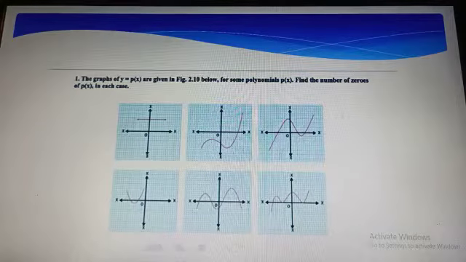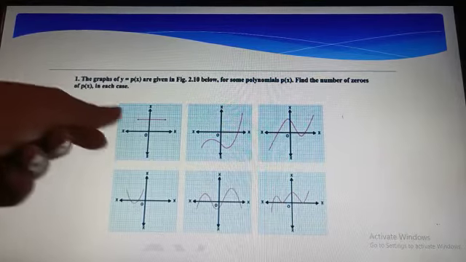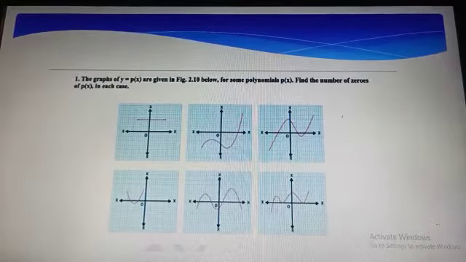The first question: the graphs of y equal to p of x are given in figure 2.10 below for some polynomials p of x. Find the number of zeros of p of x in each case. This is a very simple sum, students. We only need to see how many times our red graph is cutting the x-axis.